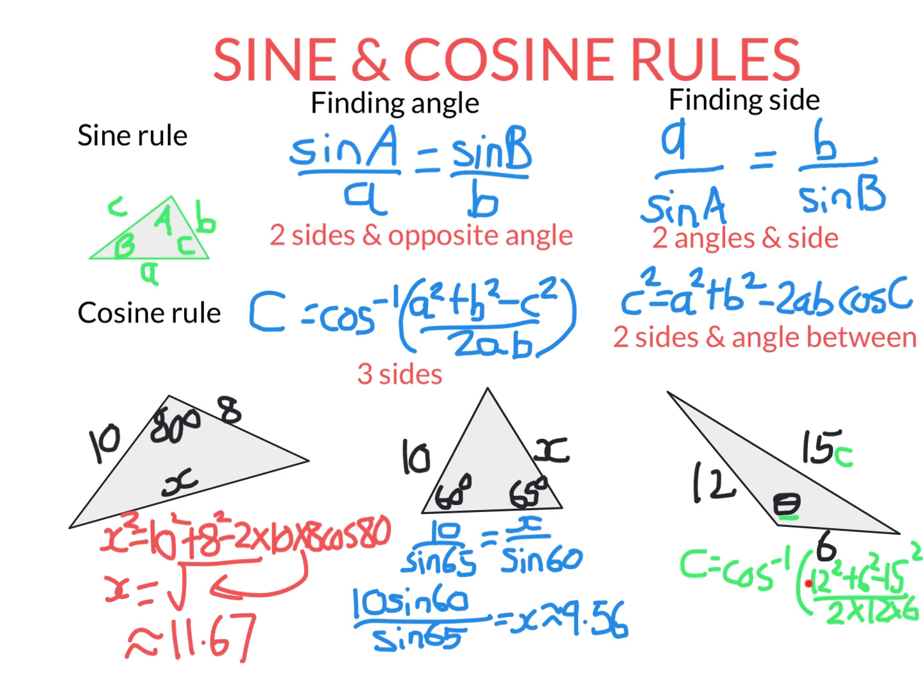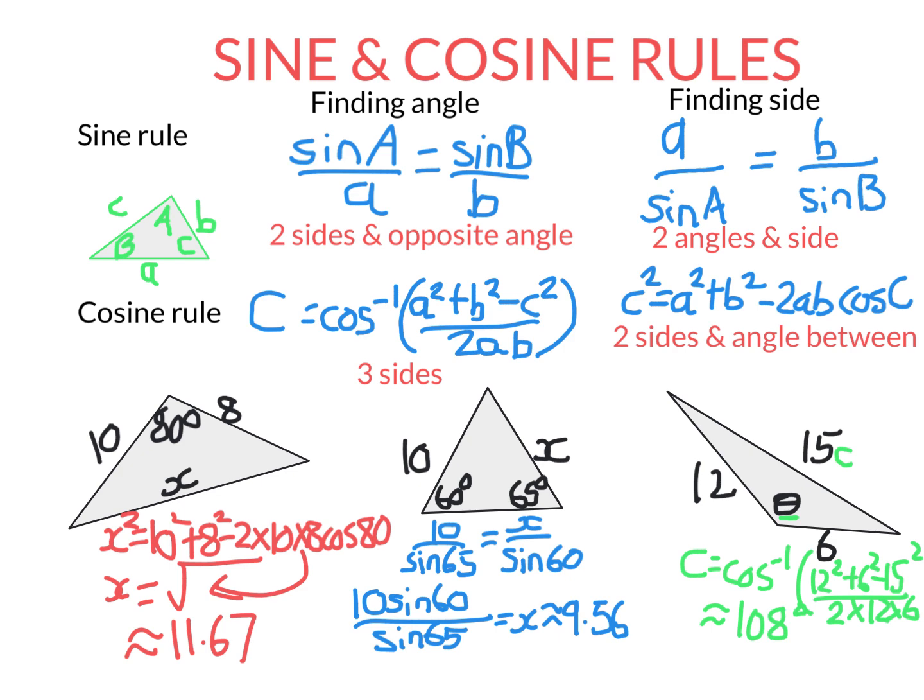We can put this straight on our calculator, making sure we're in degrees mode. We get about 108 degrees. Now that answer makes sense. 15 was the longest side in this triangle, so this must be the largest angle.